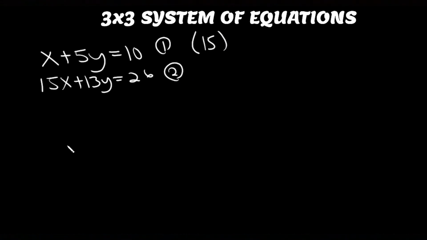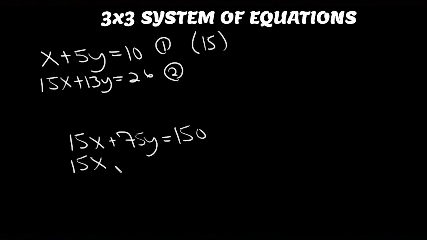Okay, so when I do that, I'm going to have 15x. 15 times 5, you're going to get 75, so plus 75y equal to 15 times 10, you get 150. Okay. Now the bottom equation, I don't have to do anything with. I just have 15x plus 13y equal to 26.